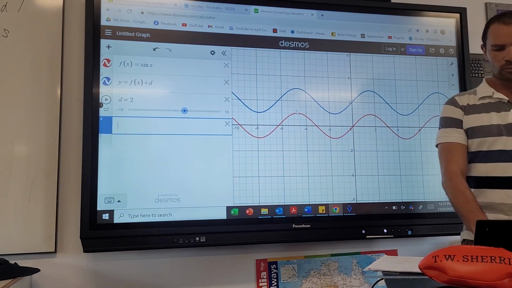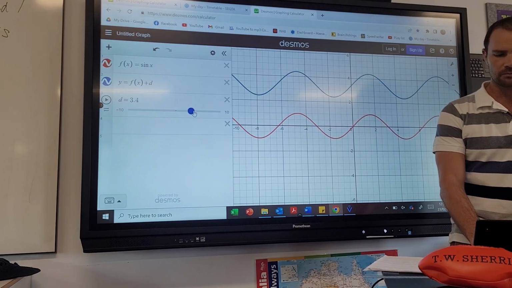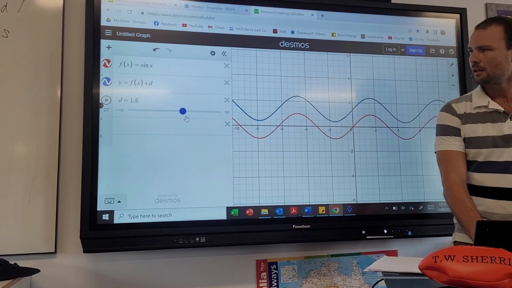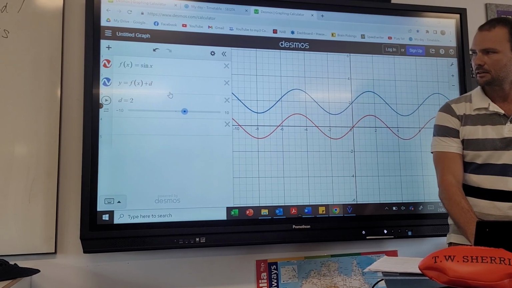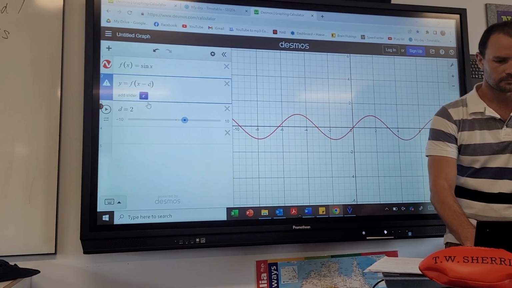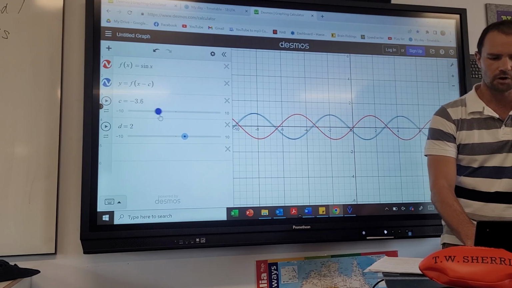So first one, we did f of x plus d, and what we saw is as we move d, it just moves the function up and down. Then we had f of x take c, and we saw that it moves it to the left and to the right.